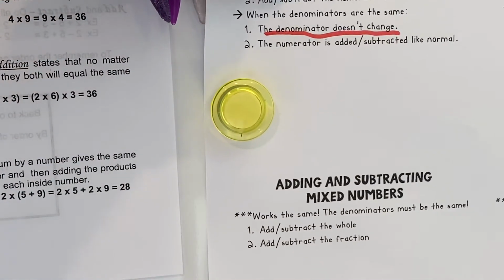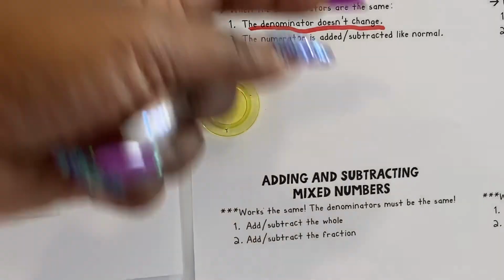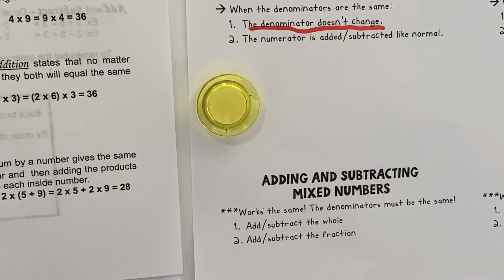So now we're going to look at when it's a mixed number. I know we didn't show an example of that, but we have done that in class. When you're adding or subtracting a mixed number, it's going to work exactly the same. The denominators must be the same. So you're going to add or subtract the whole number, and then you're going to add or subtract the fraction. Then you go back up here and you use those steps. So you add that whole number to your numerator, and then you keep your denominator as it is.